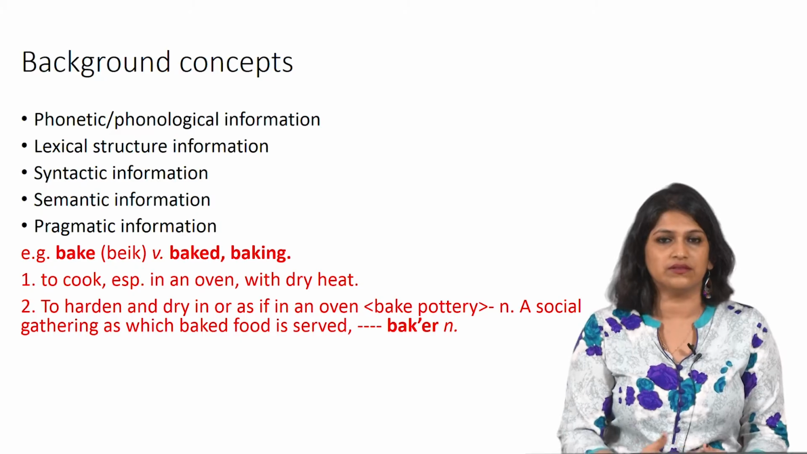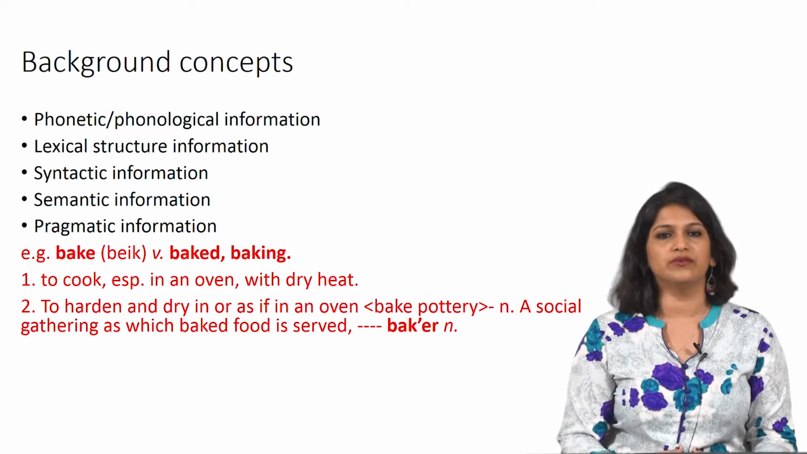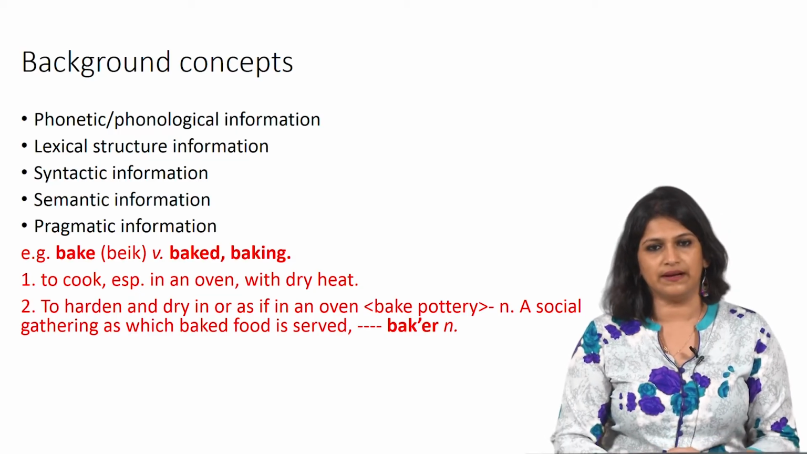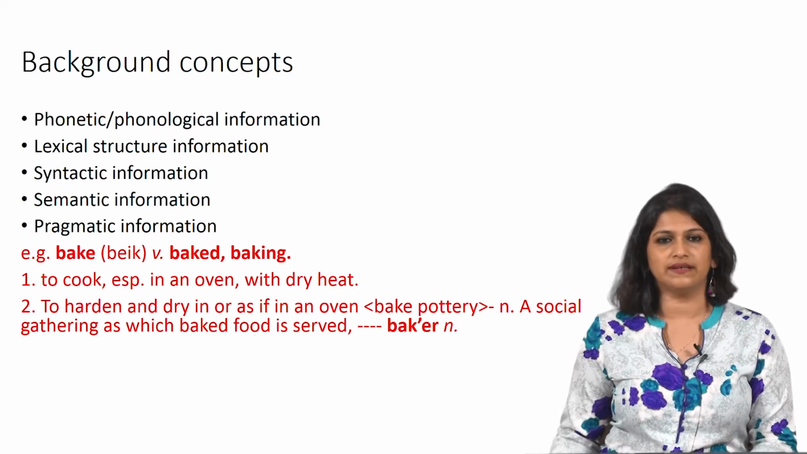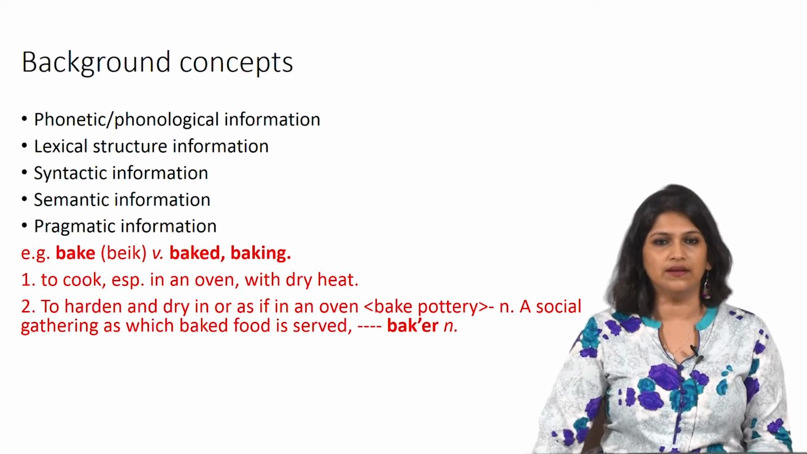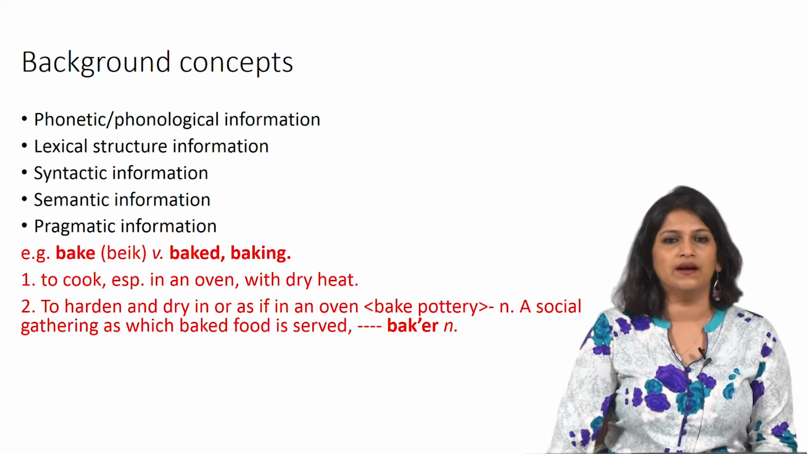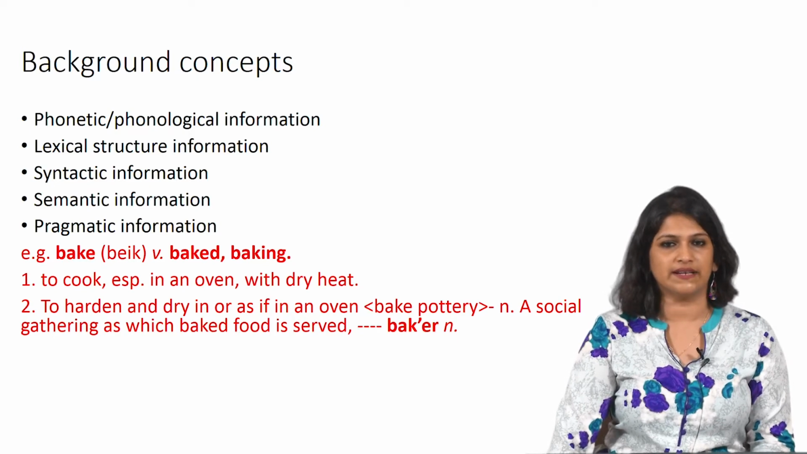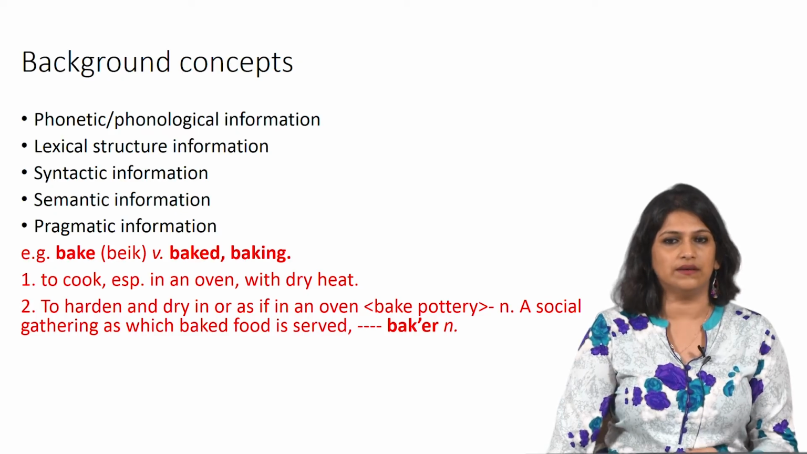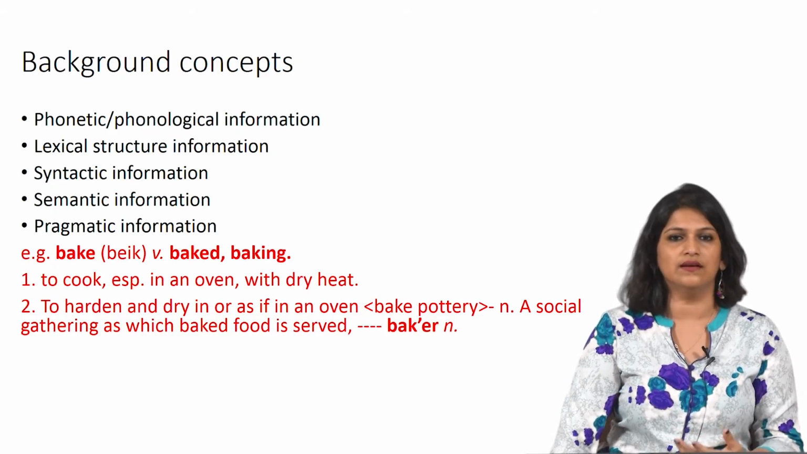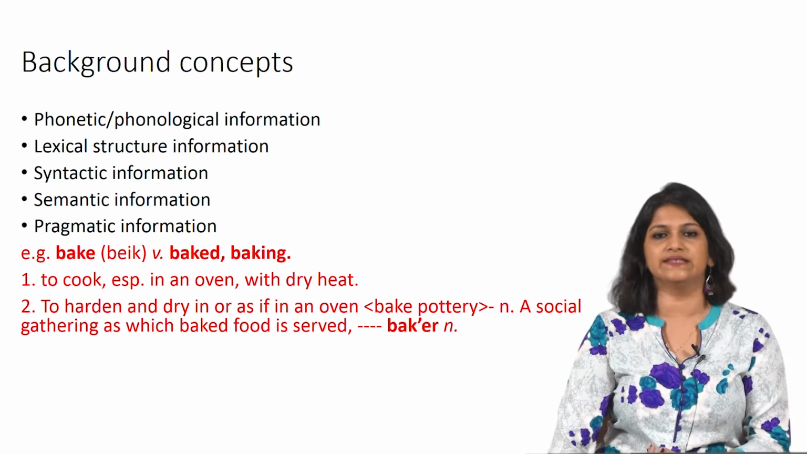So what are the different levels or domains? That will be the phonetic domain, the lexical domain, syntactic domain, semantic domain and pragmatic domain. And this is the example I discussed. When you're talking about the phonetic domain, or the phonological domain for that matter, bake will have a b sound, a sound and then a k sound. And as far as the lexical structure information is concerned, it could be considered a verb with an ed inflection or ing inflection.